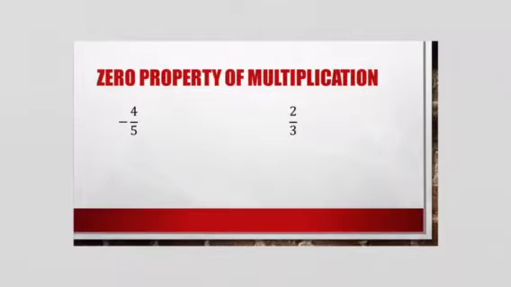Now let's talk about the 0 property of multiplication. What happens if we multiply a number times 0? That's right, you get 0. No matter what the number is, you're still going to get 0. That's called the 0 property of multiplication. There's no such thing as the 0 property of addition. Don't you forget that.